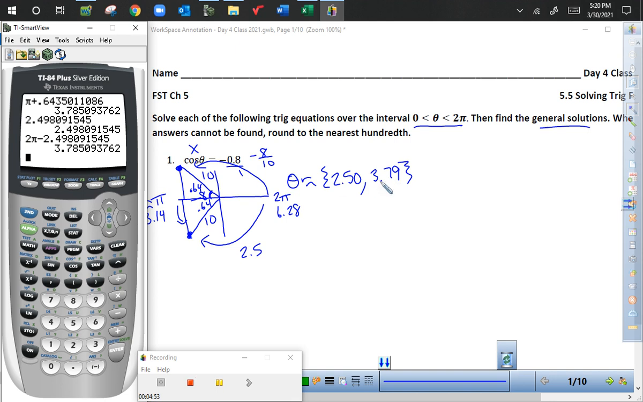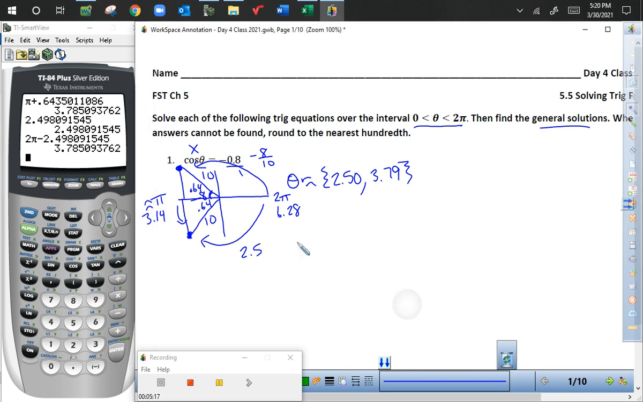Last thing we want to do, and we did this last time, is find the general solution. We can just stack these on top of each other. We'll say approximately 2.50 was the first one, 3.79 was the second one, and we're adding 2 pi to each of these. That takes care of all of the other solutions that exist, because there are infinite answers that work for us.